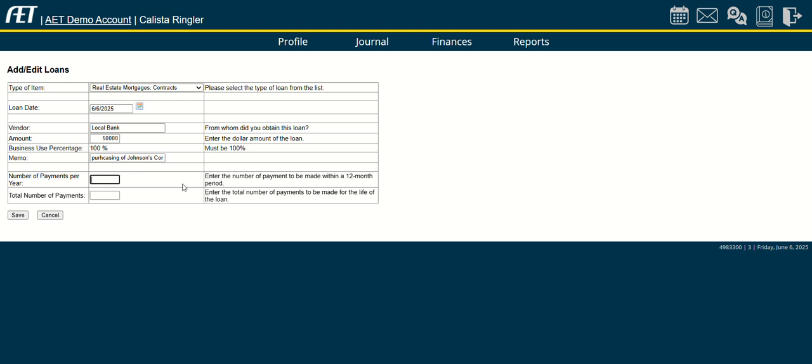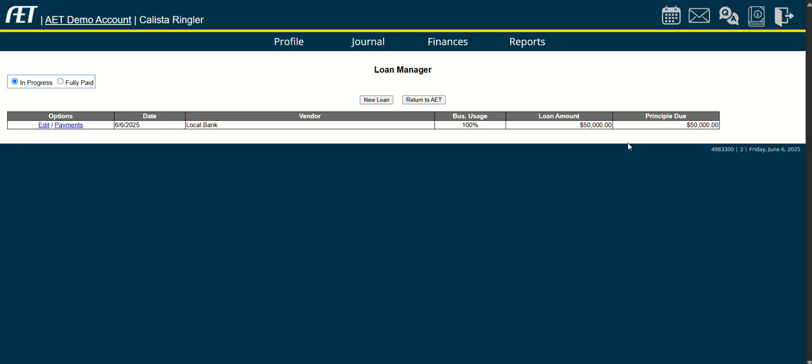Okay, so how many payments am I making per year? If I'm doing one a month, that's the 12 payments a year. How many years am I making those payments for? Let's say I'm making those payments for 6 years. Okay, so 6 times 12, 72. So that's how you would fill out for a loan. You hit save. And now we have our loan. Okay, we have our principal amount, the loan amount, how much is being used, all of that information.